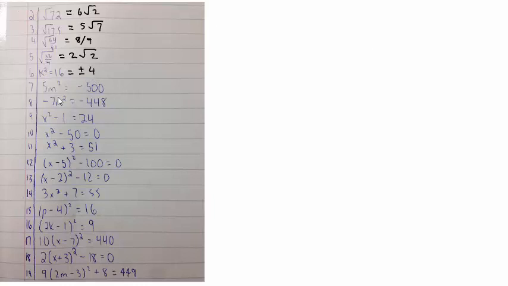Number 7, we have 5n square is equal to negative 500. So what's n square? You divide both sides by 5 and you get n square is equal to negative 500 divided by 5, which is negative 100.